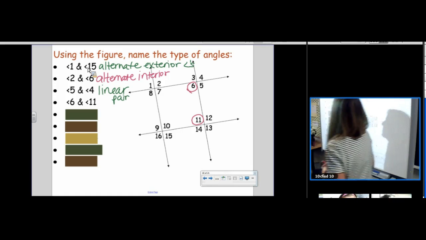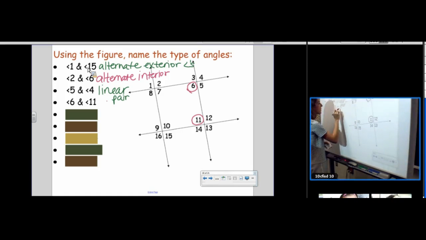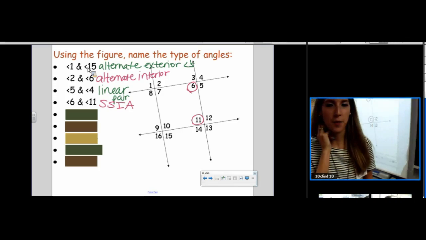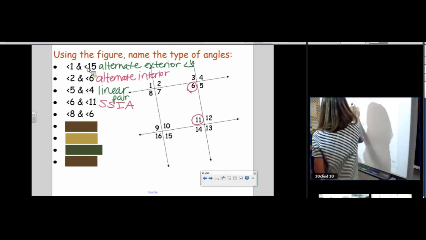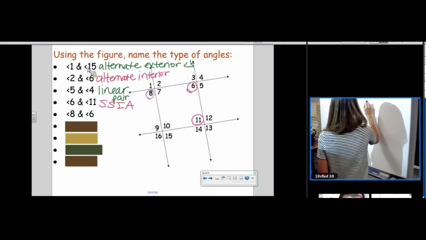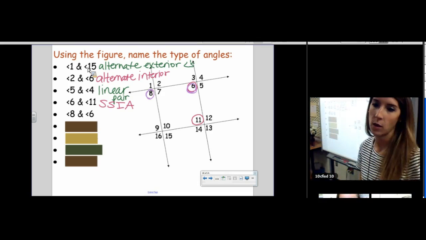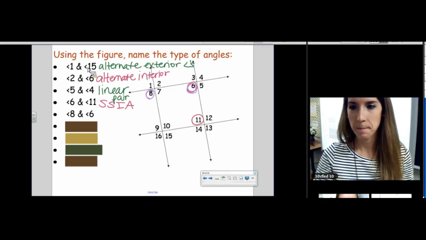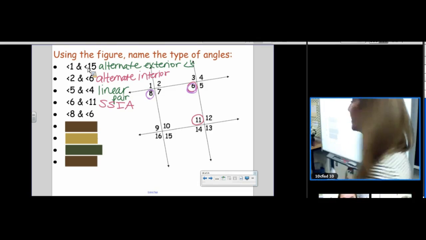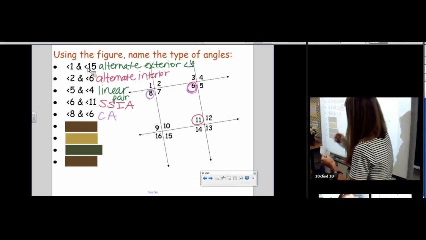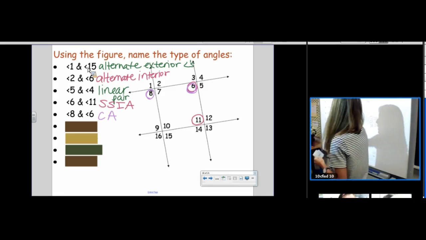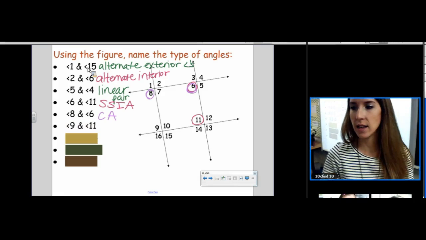Yes, they're called same side interior angles. I'm going to abbreviate because we're running out of room. Okay. 8 and 6, Michael. What are those? Yay! Very good. Those are corresponding angles. Next one is Avanti. 9 and 11, Avanti.